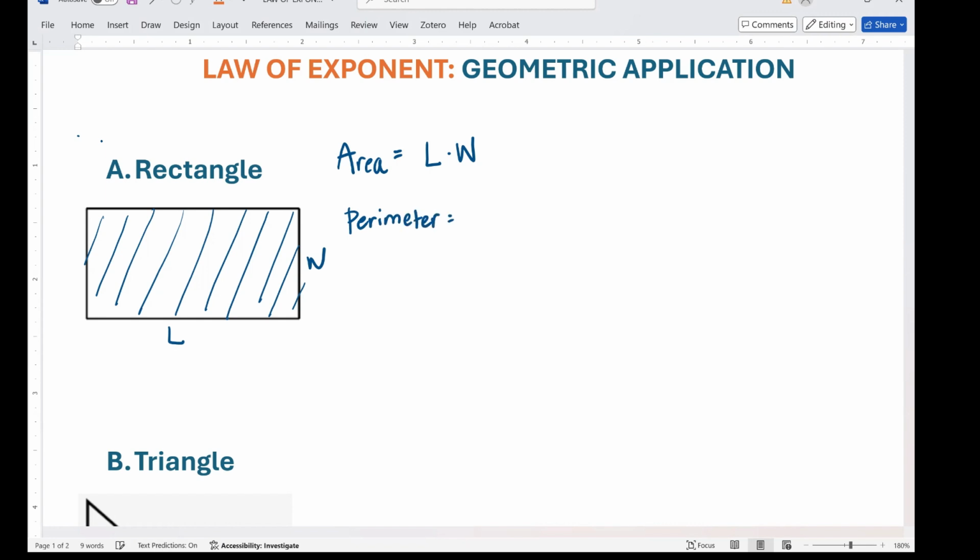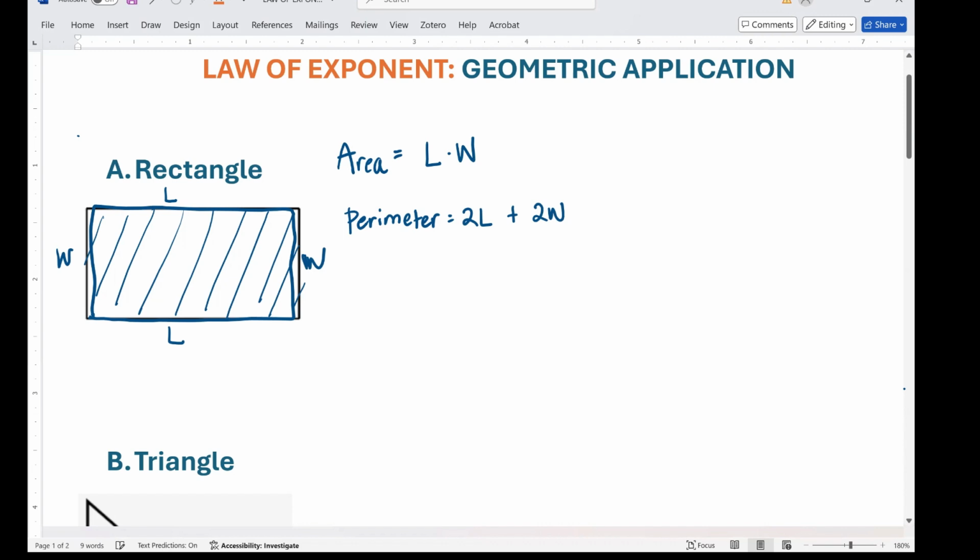Now, let's define perimeter. Perimeter is the distance around the geometrical shape or the distance around the boundary. So we're talking about this boundary here. So perimeter is the sum or the total distance around the boundary. So we have length on the bottom, we also have length on the top. We have width on the right side and we have width also on the left side. So basically, if you add them all, you had two lengths plus two widths.